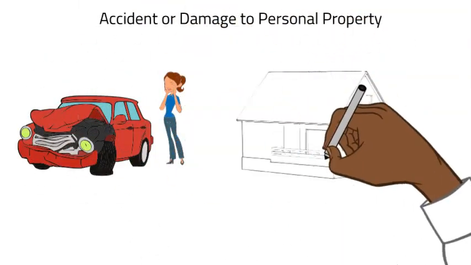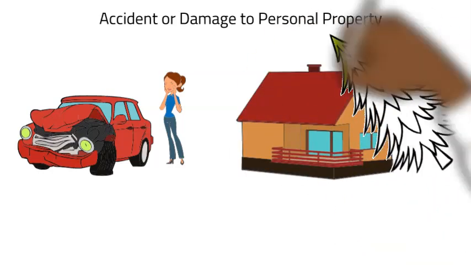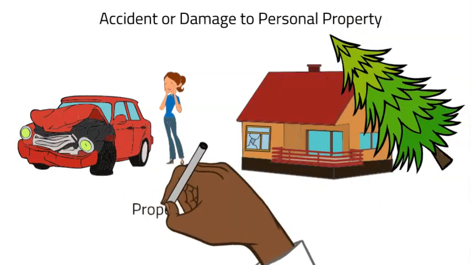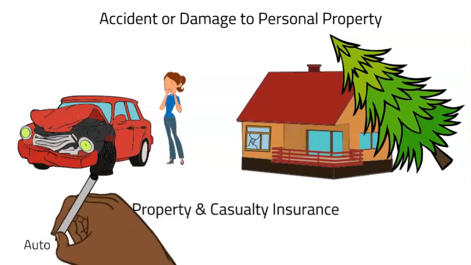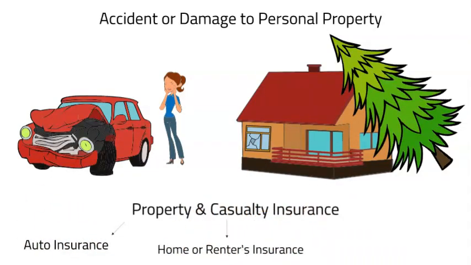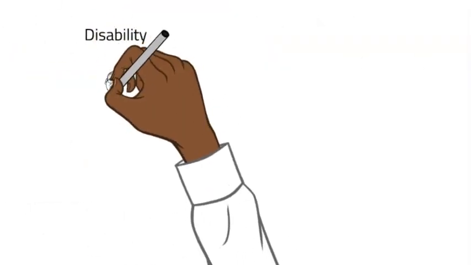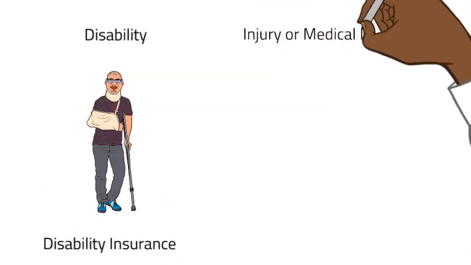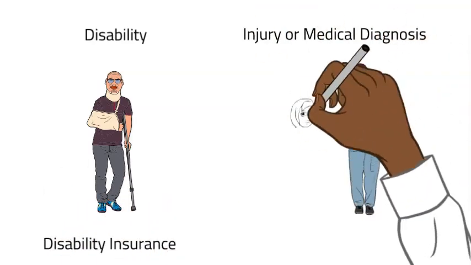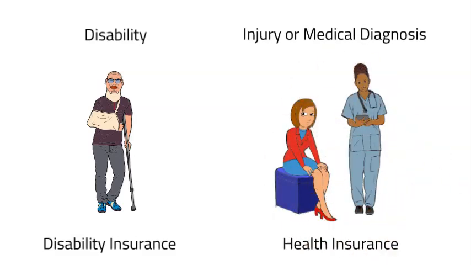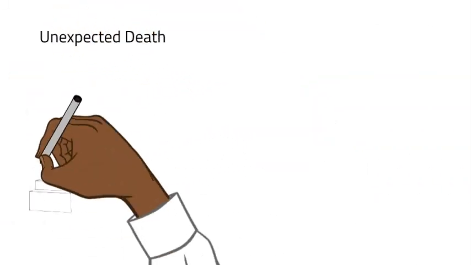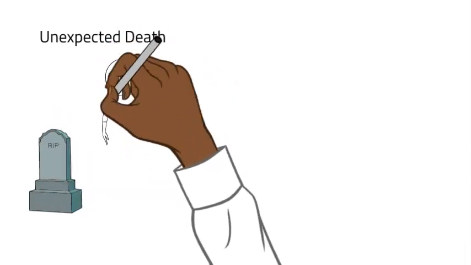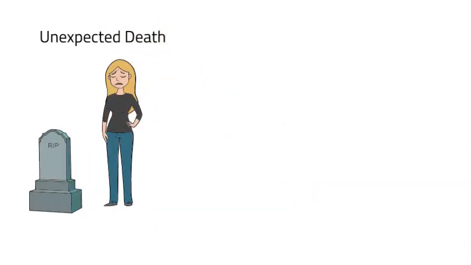If you were to get into a car accident or have a tree fall on your house, those scenarios would be covered under property and casualty insurance. Falling under this umbrella are auto, home, and liability insurance. If an accident made it difficult or impossible for you to work, disability insurance would protect your lost income. If you were to get sick or injured, health insurance could help pay for medical bills that arose from that. In the event of an unexpected death, life insurance would help to protect loved ones and dependents from any financial obligations or hardships that arose.